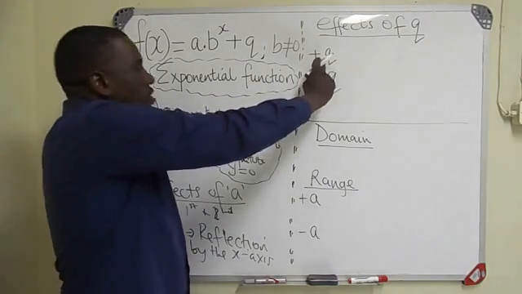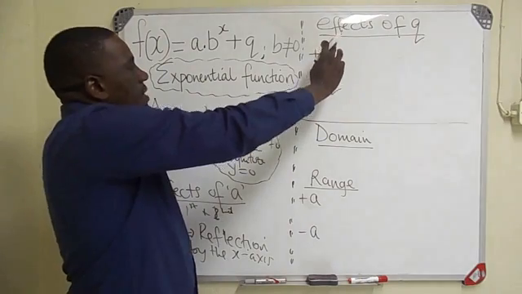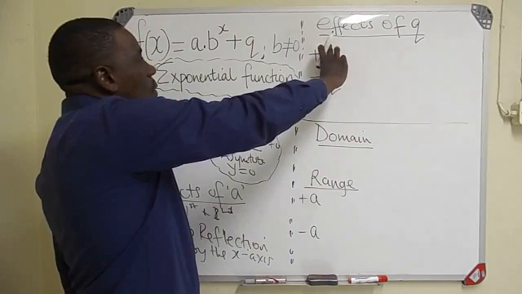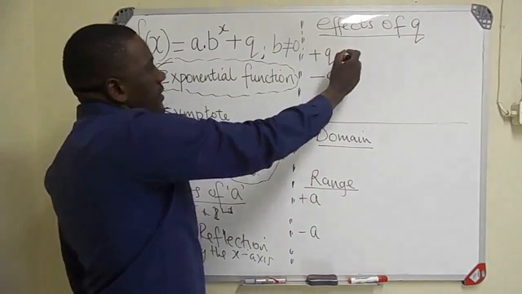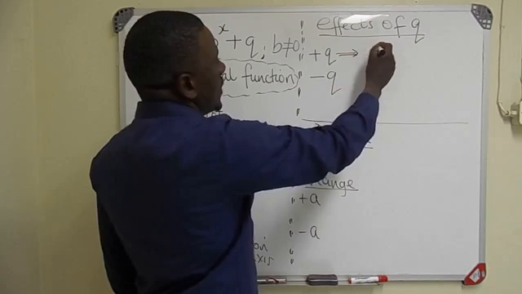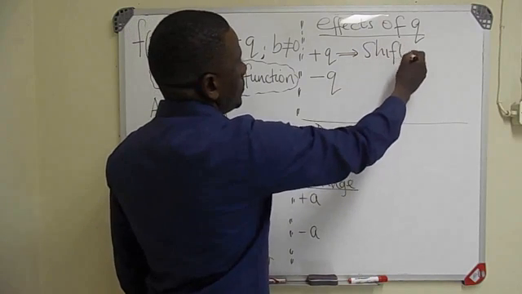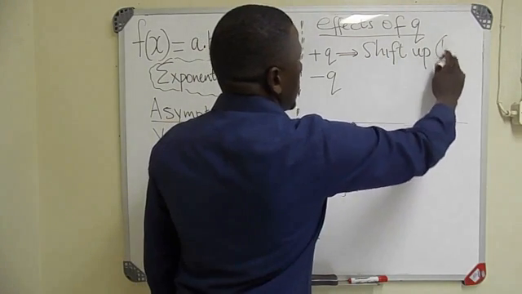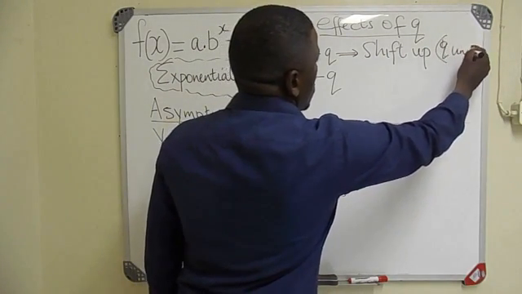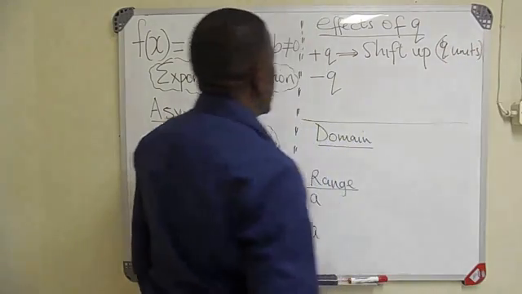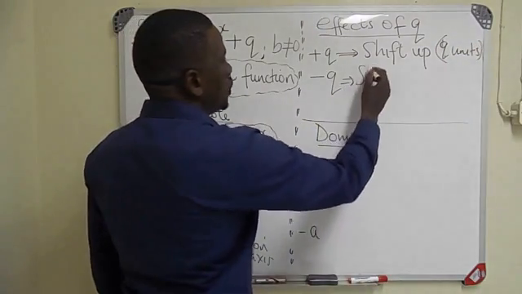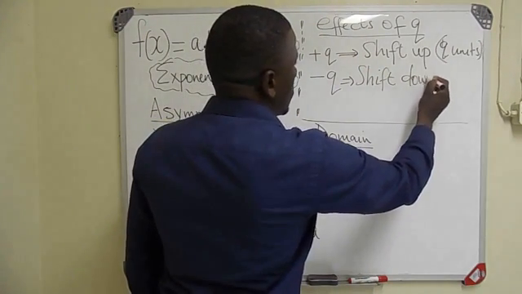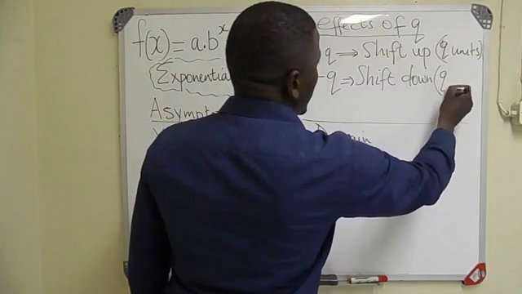Effect of q. q is a shift either up or down. This shift occurs in the y-axis. So a positive q is a shift up by q units, and this one here is a shift down by how many units? By q units.